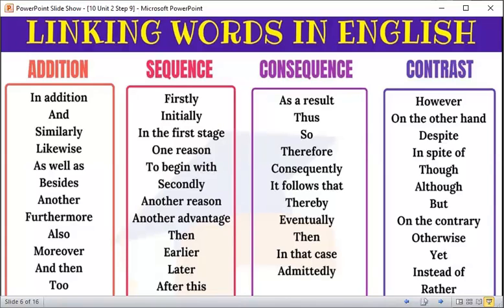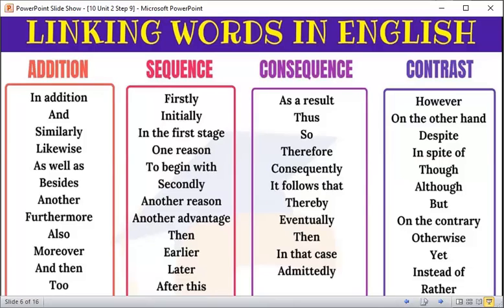So, as I said, here we have some words that you can use to link sentences together. They are called linking words. If you are using addition, you can say in addition, besides, furthermore, also, moreover. These are linking words. If you are using sequence, you can say first, then, later, after that, finally, and so on. If you are writing about contrast, for example, you can say yet, instead of, despite, although, and so on.